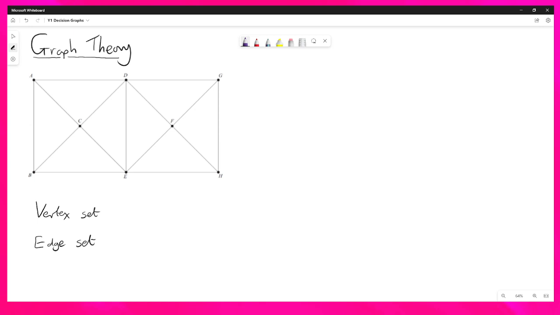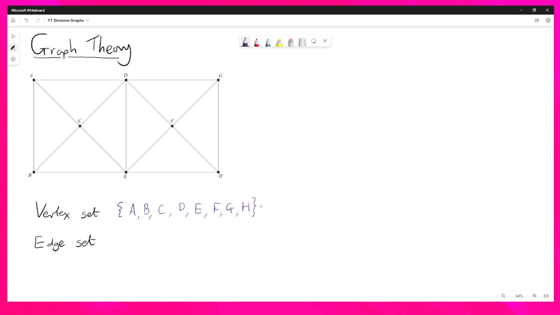So we've got this graph here made up of the vertices A through to H, and I've listed a couple of terms here that we're going to be talking about. The first is the vertex set, and this is the set of all vertices in the graph. Now, because it's a set, we use the set notation, so the curly bracket, and then we just list the vertices in the graph. And this is the vertex set of this graph.